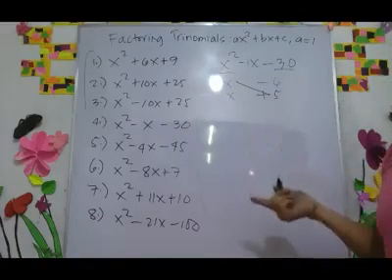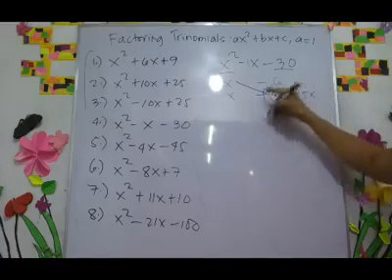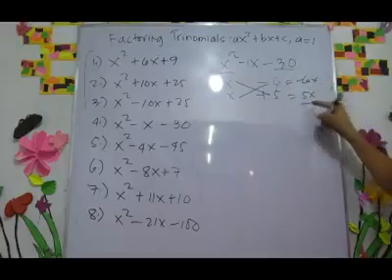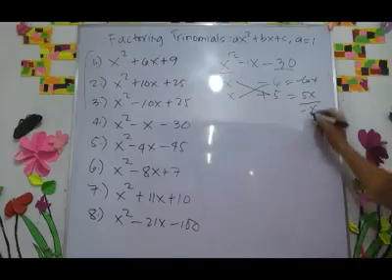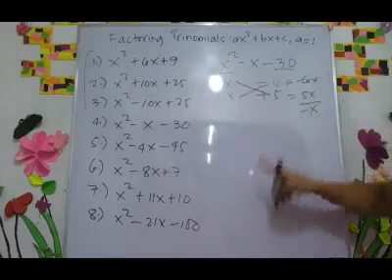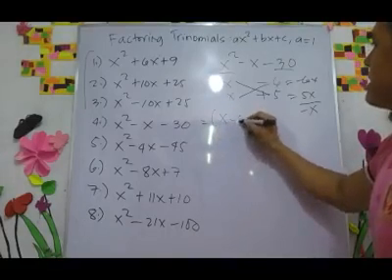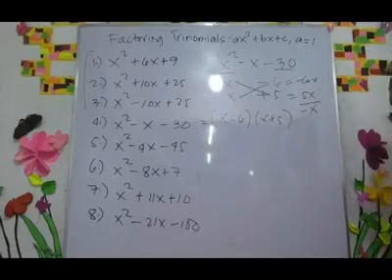Try to cross multiply this. You can just do the trial and error method, okay? So 5 times x is positive 5x, and x times negative 6 is negative 6x. Add them: negative 6x plus 5x gives you negative x, which is equal to the middle term, okay? There you go. So our factors are correct. So this one is equal to x minus 6 times x plus 5. There you go, okay?